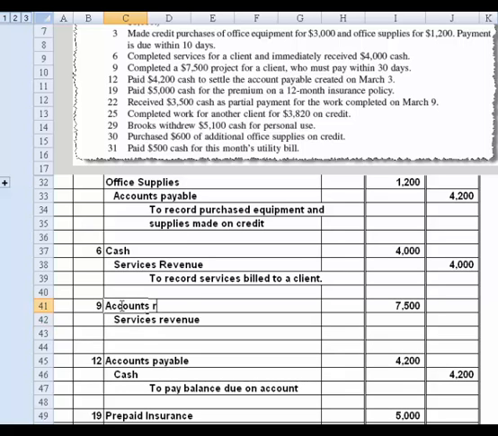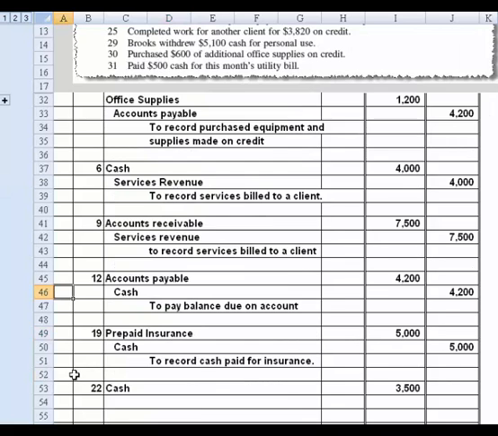The debit goes to accounts receivable, which is the account we use to recognize money that's owed to us that will be paid to us in the future. And then I'll just put the last comment in on the 9th, to record services billed to a client. Okay, so we had one above, and now we've got one on the 6th and the 9th.